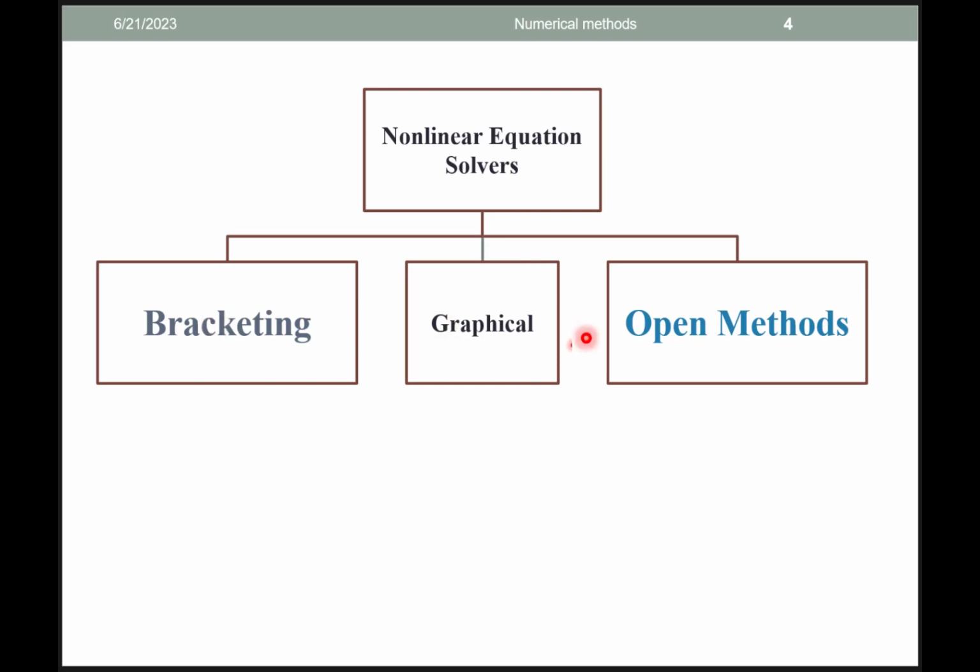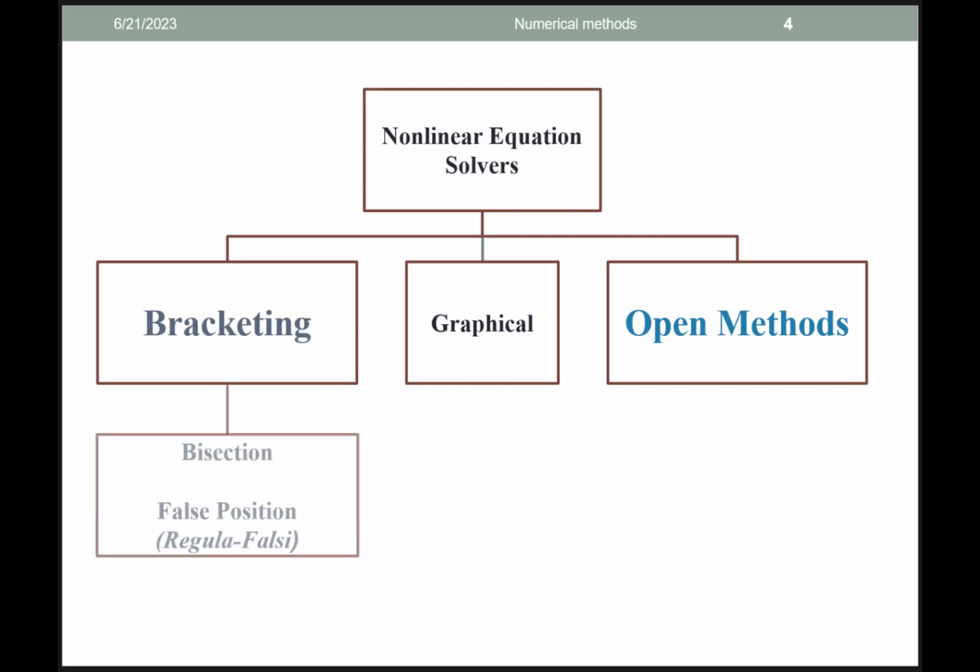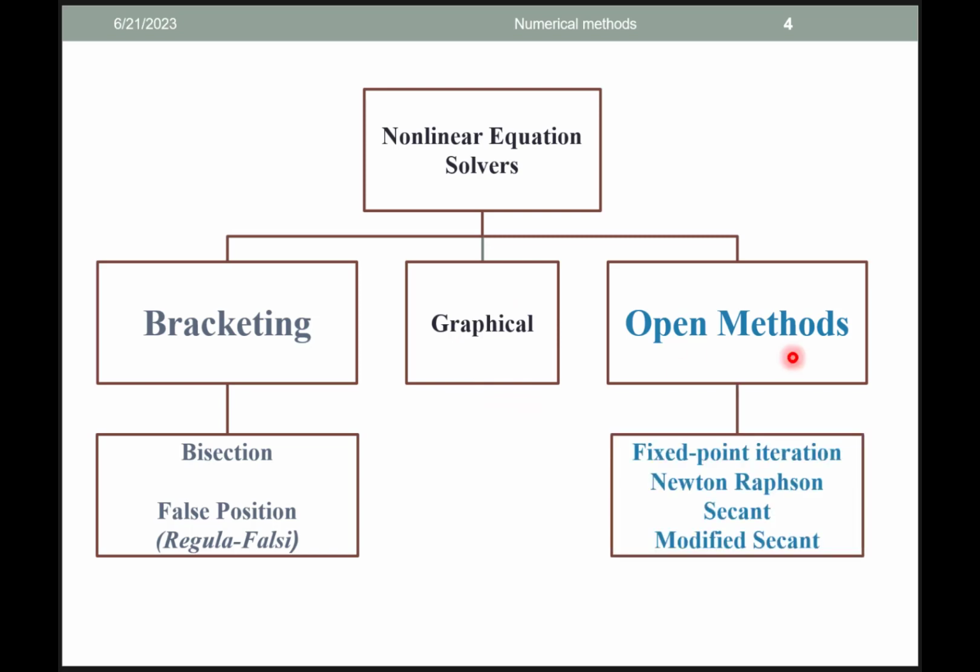And we also have methods that are open. We'll get into the details of all those as we move on. In today's lecture, specifically, we're going to cover two bracketing methods, bisection and false position. And we're going to brush on what's graphical in a simple equation and show you what that is. And then in the next lectures, which are next week, we'll cover all of these open methods, which are fixed point iteration, Newton-Raphson, secant, and modified secant.